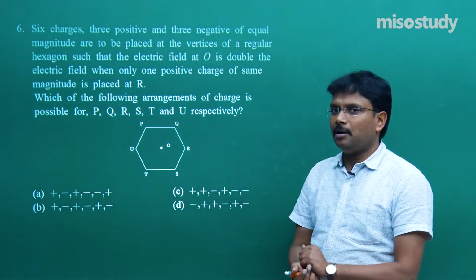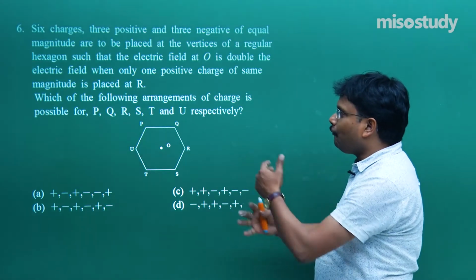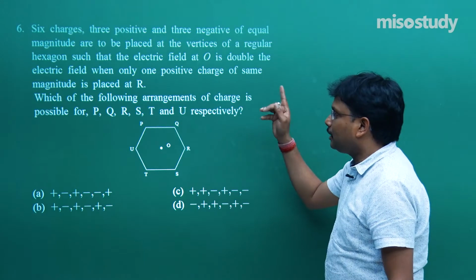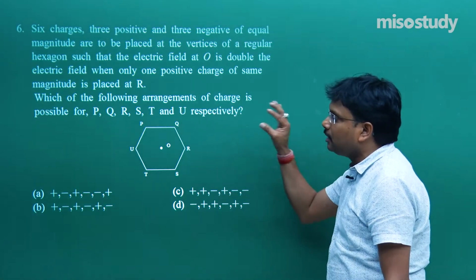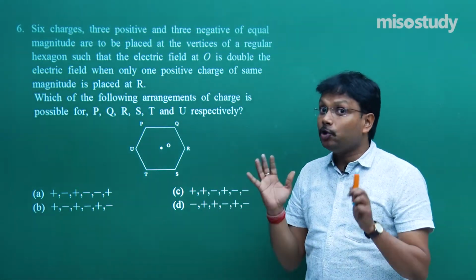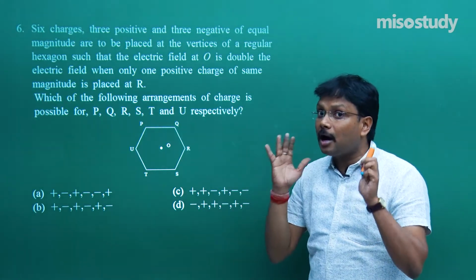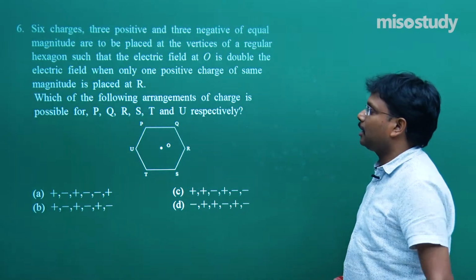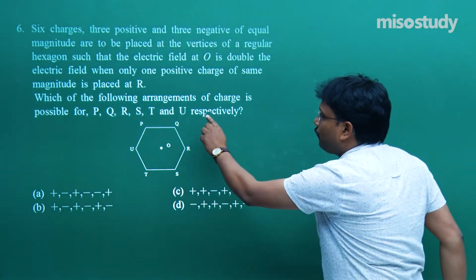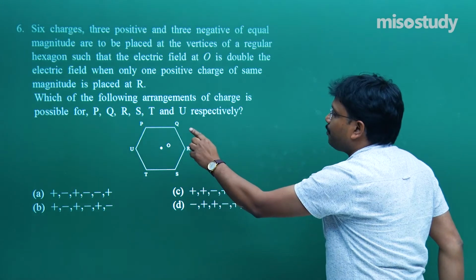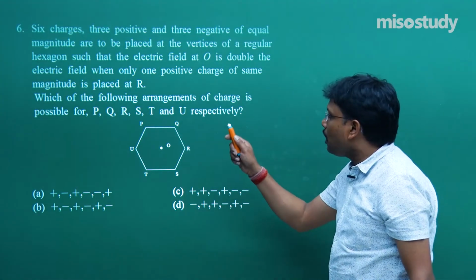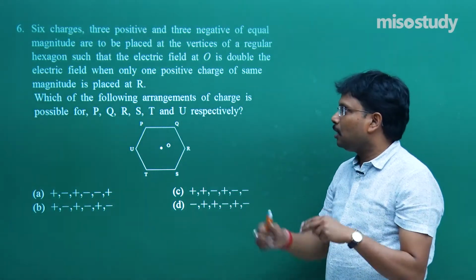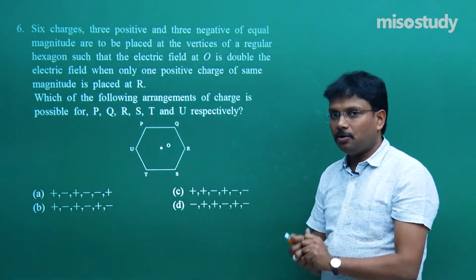The question is simple, but they are trying to fold the story in such a complicated fashion that unless you read the problem with a fresh mind, with an open mind, with a cool and calm approach, you are not going to get the understanding. So let's try to understand. Which of the following arrangements of charge is possible for P, Q, R, S, T and U respectively? My approach is, I don't know what this question is, it's not clear to me.